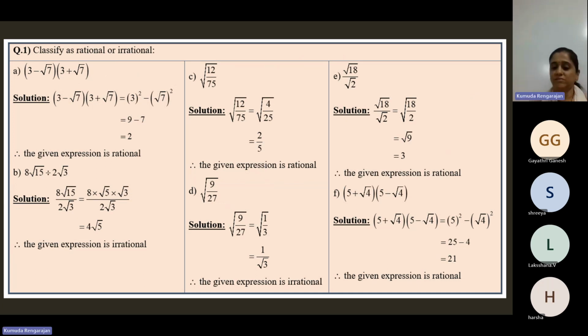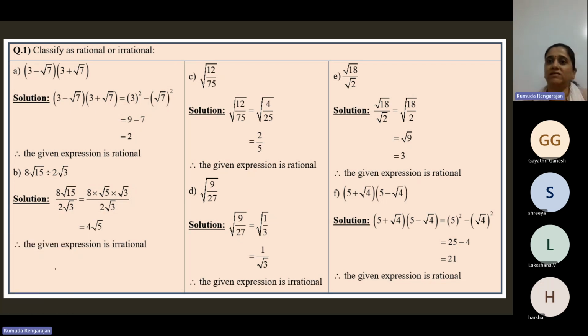Please see the answers. So this is A minus B into A plus B, so A squared minus B squared, 9 minus 7, 2, rational. So this is nothing but 8 into root 15 over 2 root 3, that is root 5 into root 3. 2 fours are 8, root 3 and root 3 cancel. So it's 4 root 5.